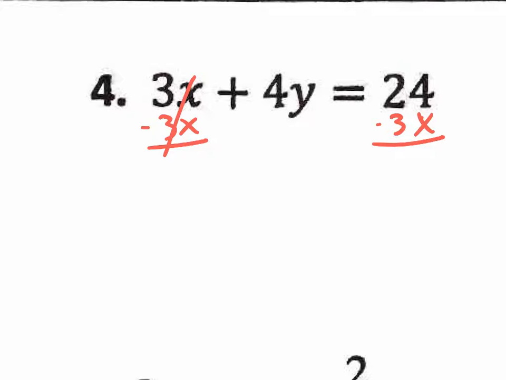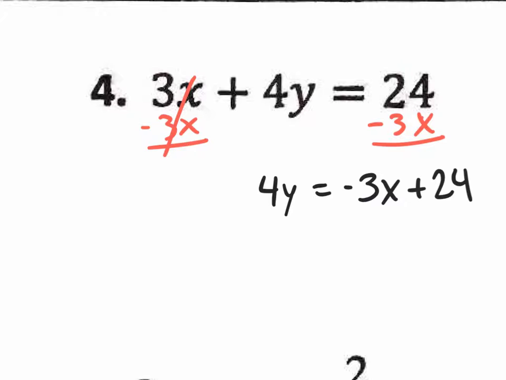You can't really subtract 24, take away 3x, so you're just going to rewrite it. Let me rewrite the whole thing. 4y equals negative 3x plus 24. Notice that I wrote the x term first and the number second.